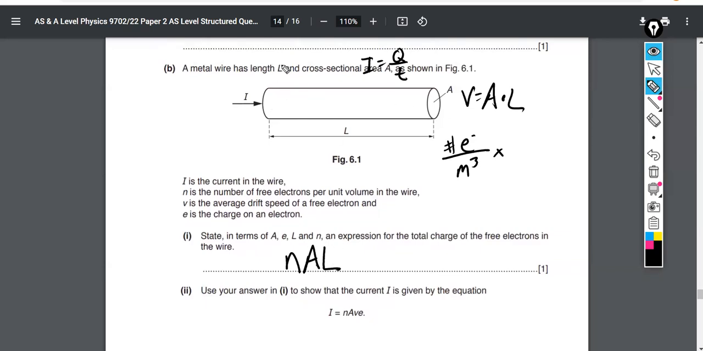These three terms give us the number of free electrons, but not the charge. It wants an expression for the charge on all of that. So in order to charge up all these electrons, we've got to multiply it by E, the charge on an electron. Now we've got a statement, an expression for the total charge on the free electrons in this particular wire.